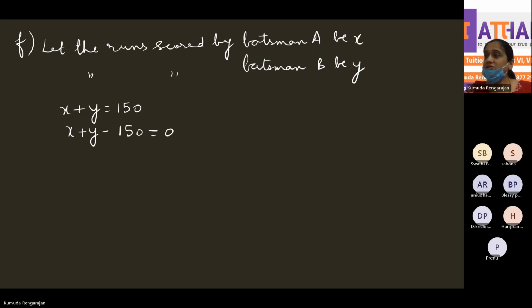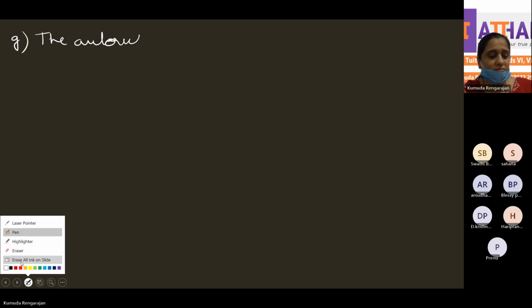Okay, G. Should I write the question for G? Okay. Write down the question if you don't have it. The auto rickshaw fare necessity is rupees 15.